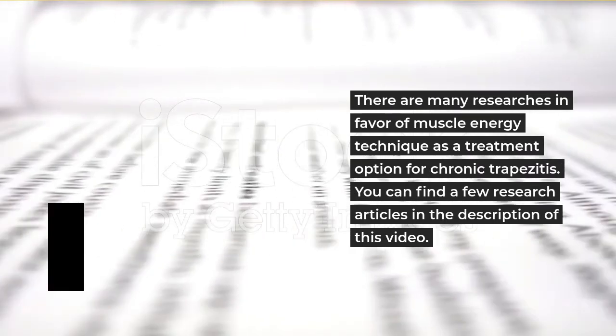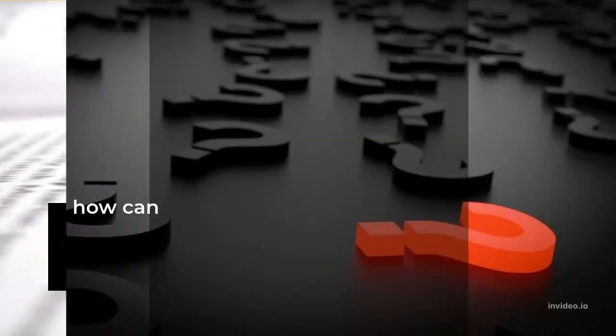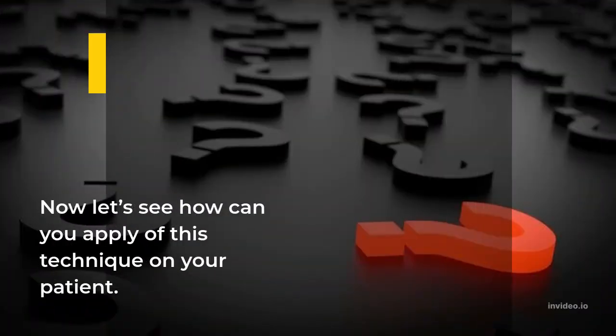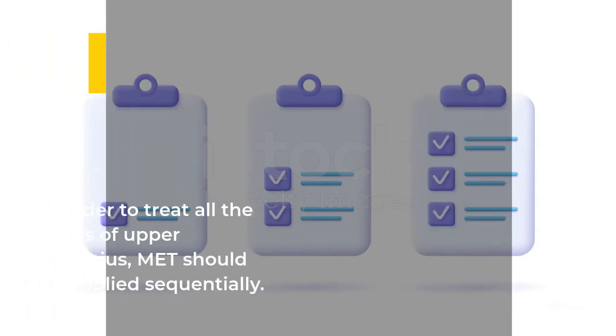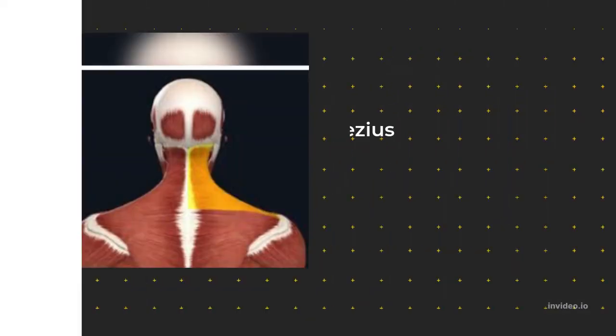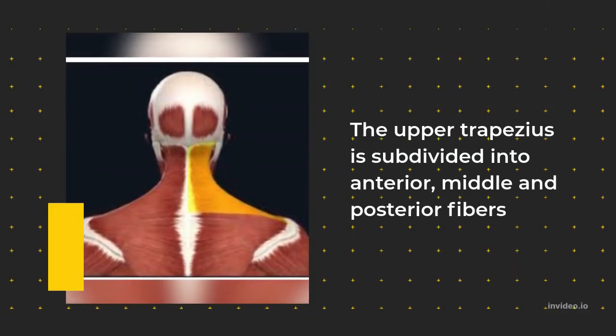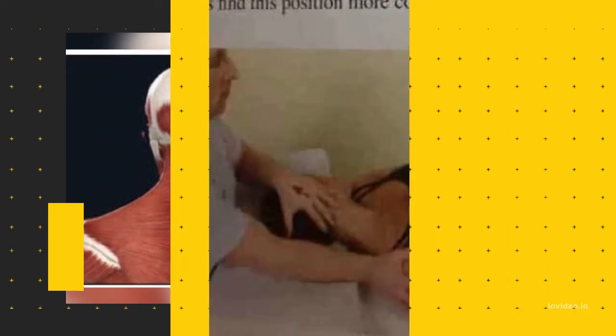There are many researches in favor of muscle energy technique as a treatment option for chronic trapezitis. You can find a few research articles in the description of this video. Now let's see how can you apply this technique on your patient. In order to treat all the fibers of upper trapezius, MET should be applied sequentially. The upper trapezius is subdivided into anterior, middle, and posterior fibers.